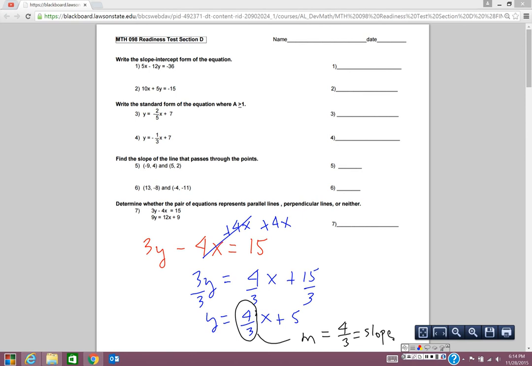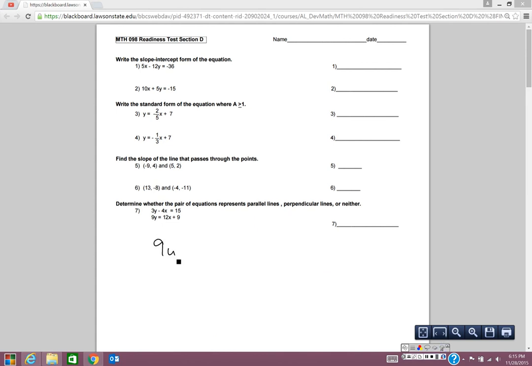Now, if the slope of 9y equals 12x plus 9 is 4/3, then we know that the lines are parallel. If the slope turns out to be a negative 3/4, then we know that it's perpendicular. If it's anything other than 4/3 or negative 3/4, then we know that the lines are neither parallel nor perpendicular. So let's find out what the slope is of 9y equals 12x plus 9. All we have to do is divide everything by 9.